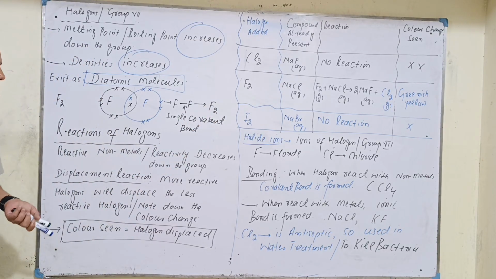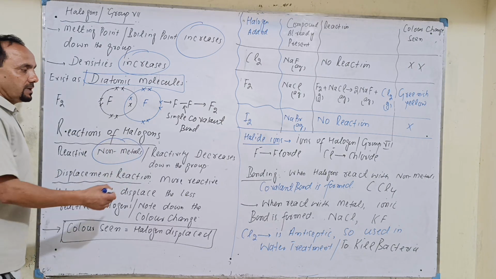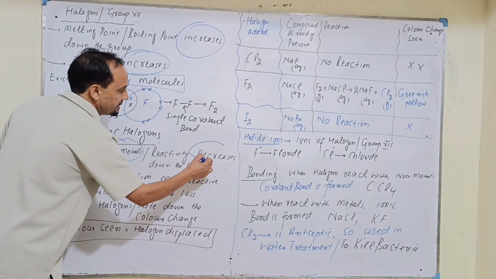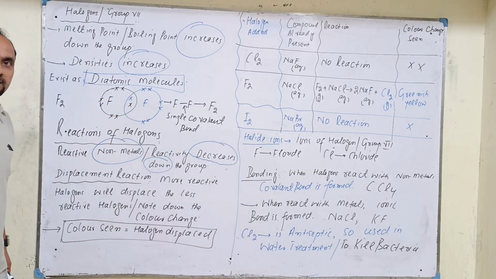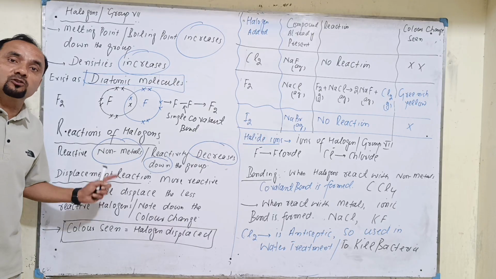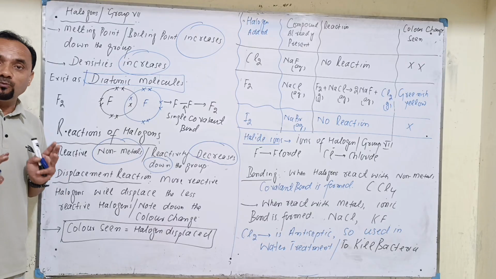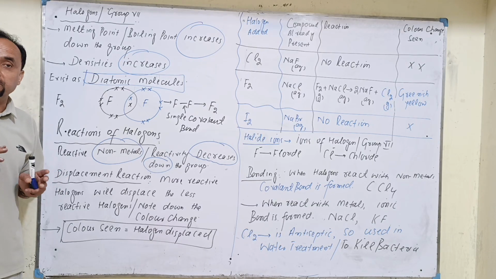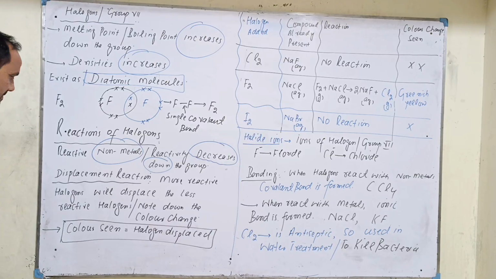Now some reactions of halogens in your syllabus. Halogens are reactive non-metals, but reactivity decreases down the group. In group 1, the reactivity increases down the group. In group 7, the reactivity decreases. So group 1 and 7 are totally opposite in their reactivity behavior down the group.